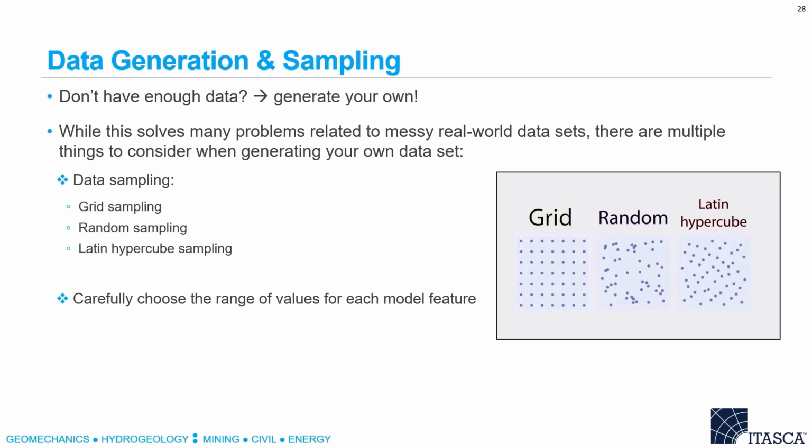Another thing to consider is carefully choosing the range of values for each model feature. If your input ranges are too large, you may not be able to realistically generate enough samples in the entire range. If the input ranges are too small, then you may not fully capture the behavior of interest between your inputs and your outputs.